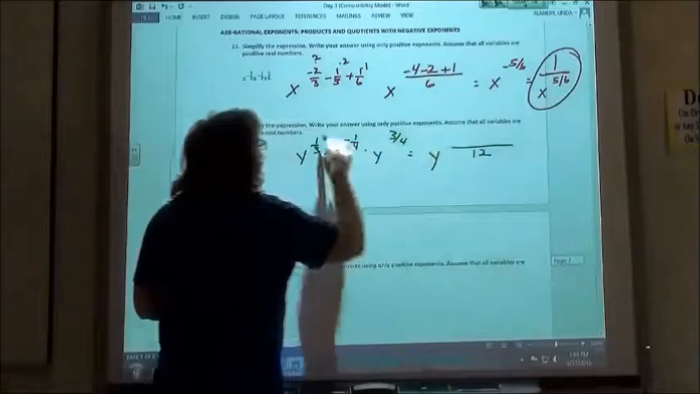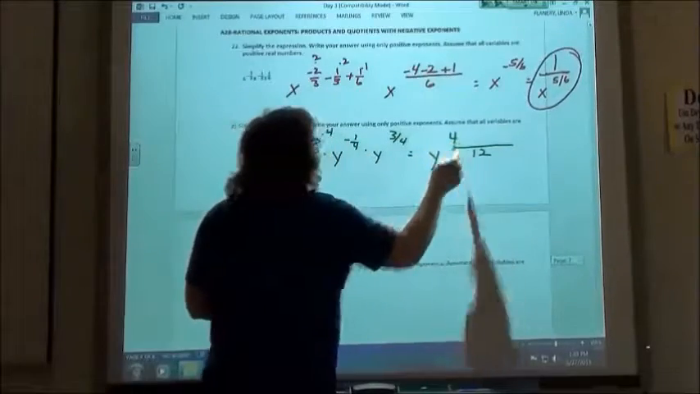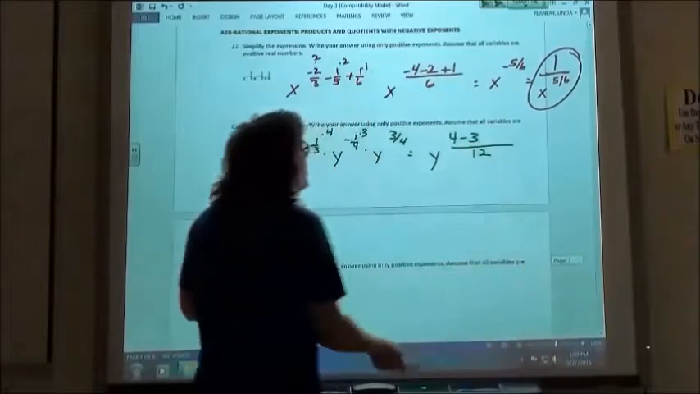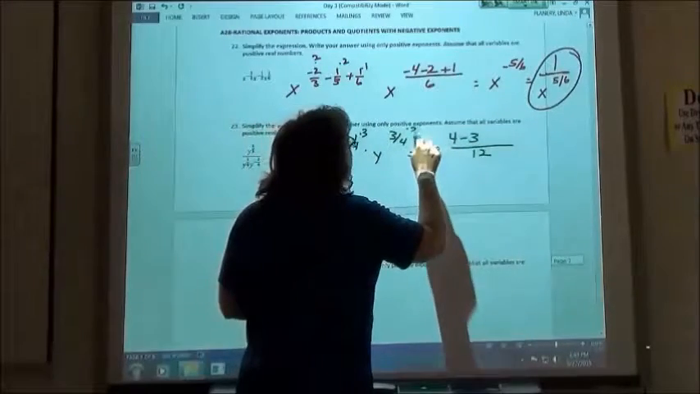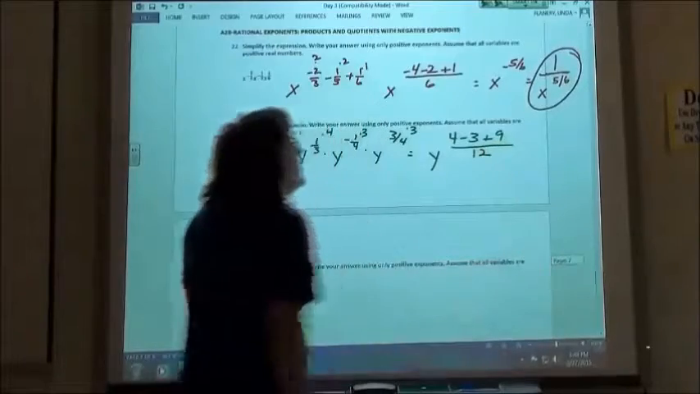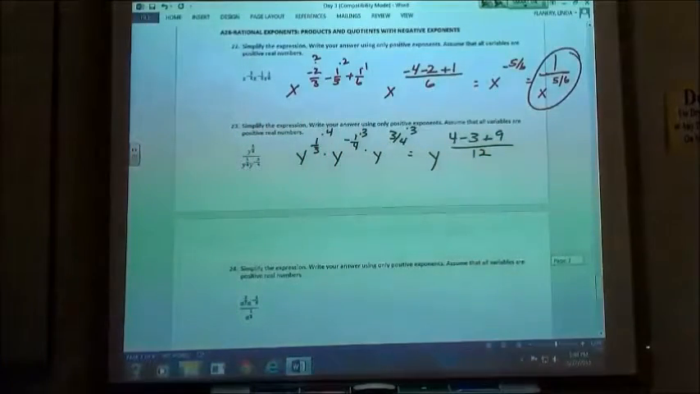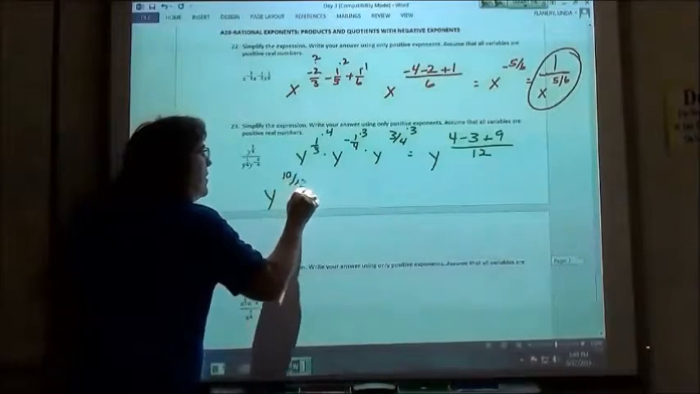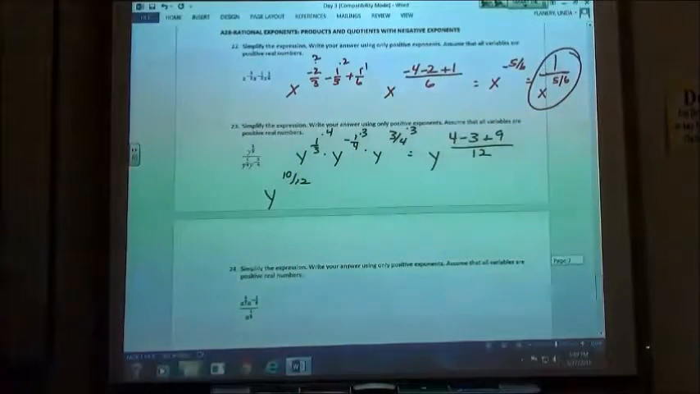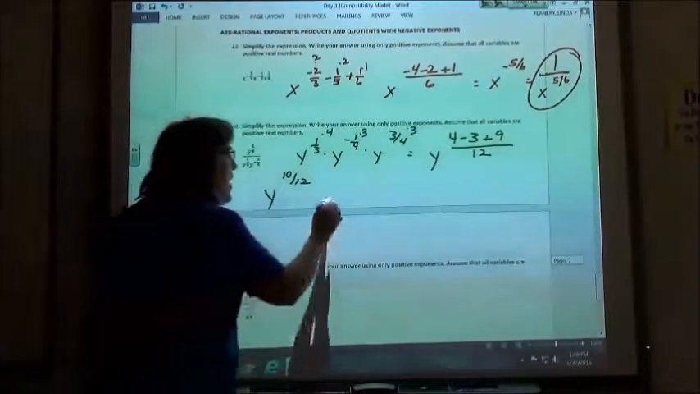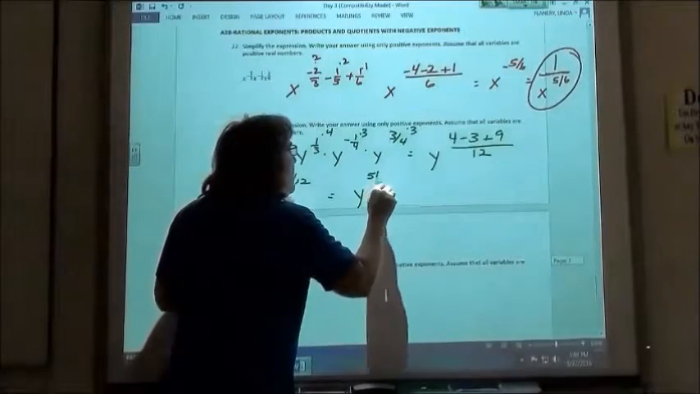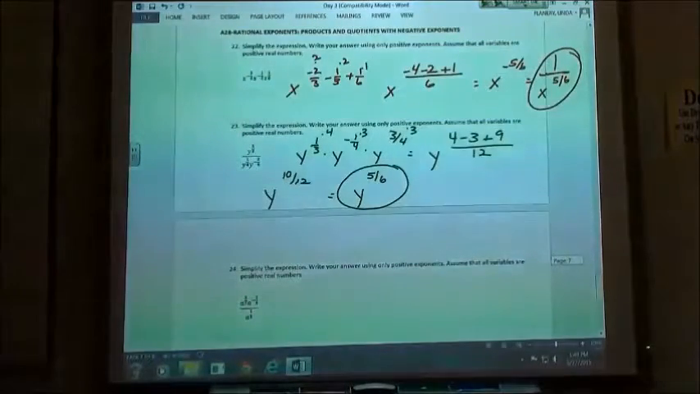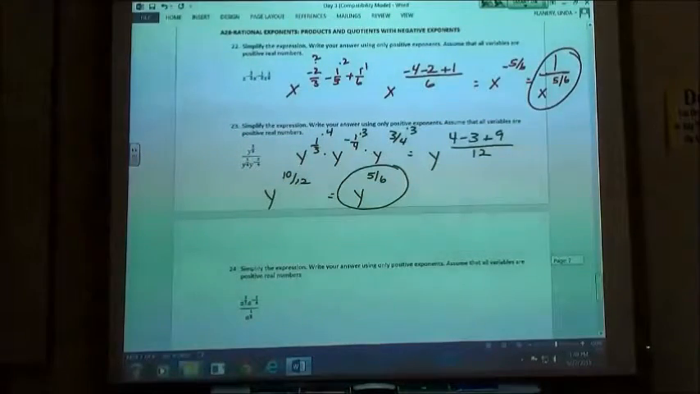3 goes into 12 4 times, times 1 is 4. 4 goes into 12 3 times, times minus 1 is minus 3. 4 goes into 12 3 times, times 3 is 9. So I have 4 minus 3 plus 9, which gives me y to the 10/12. Now this one I have a positive exponent, but I can reduce my exponent, so I would want to do that. So I would say y to the 5/6 power, and that's going to end up being my answer. Since the exponent is positive, I don't need to do anything else with it.